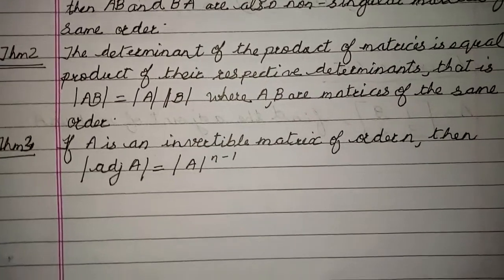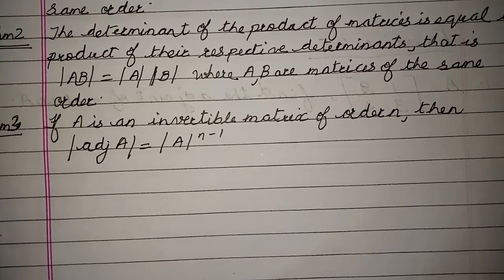Now the next theorem says that if A is an invertible matrix of order n, then the determinant of adjoint of A is equal to determinant of A raised to n minus 1. Now in the last 2-3 lectures we studied what we mean by an invertible matrix, right? An invertible matrix means there is a matrix B for this matrix A such that A into B is the same as B into A is the same as the identity matrix. Yes, then A is said to be invertible.